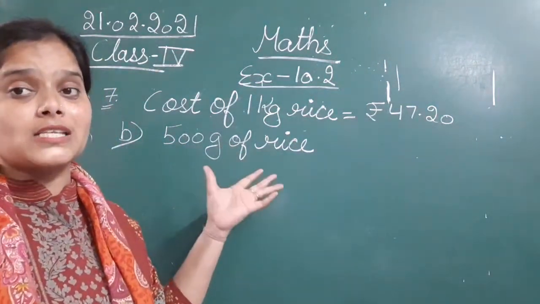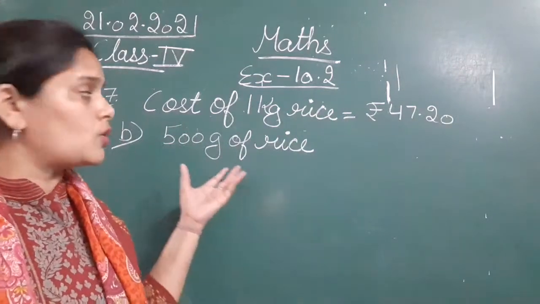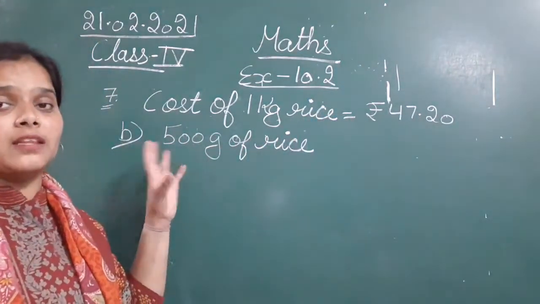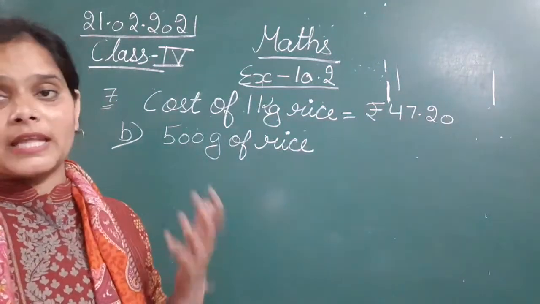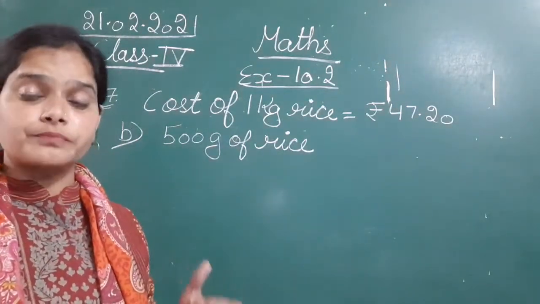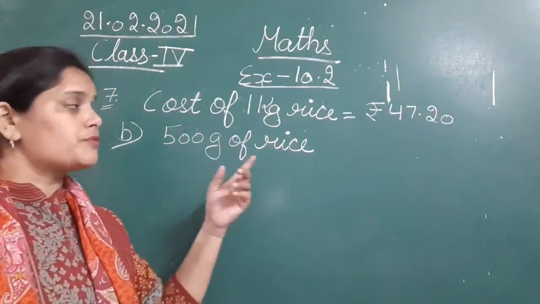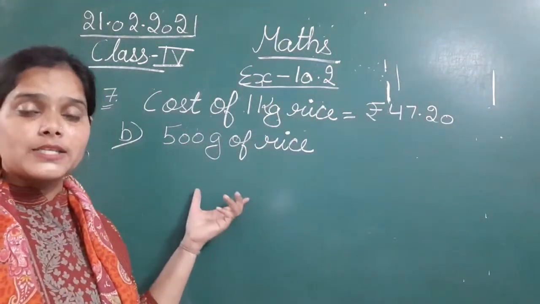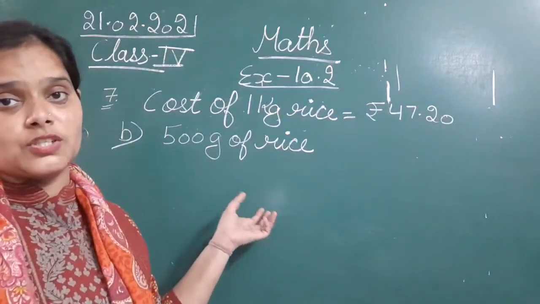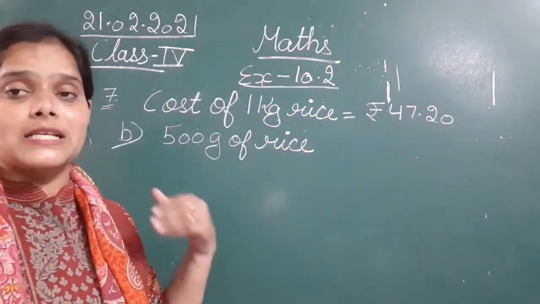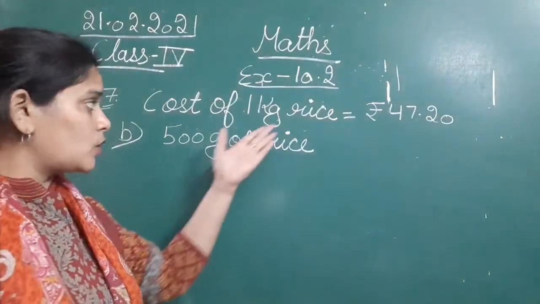So that will be less or more. Generally the cost of 500 gram, this is kg and this is gram, and the gram is the smaller unit than kg. So that means the cost of 500 gram rice will be less or more than 1 kg. Okay, so the cost of 500 gram rice will be less than cost of 1 kg.